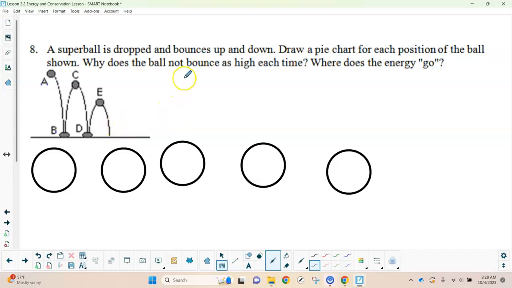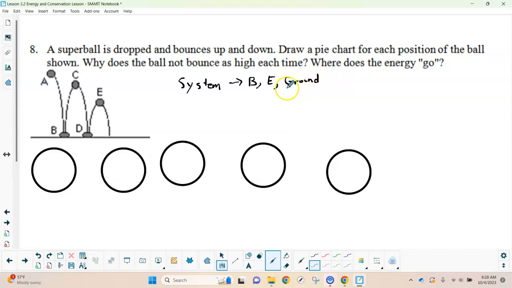Just to talk about our system here, and I haven't pointed that out before because our system was just the ball and the earth every other time. This time we're going to have the system be the ball, the earth, and we'll say the ground. All right. So the ground is the new factor in here because it's bouncing.